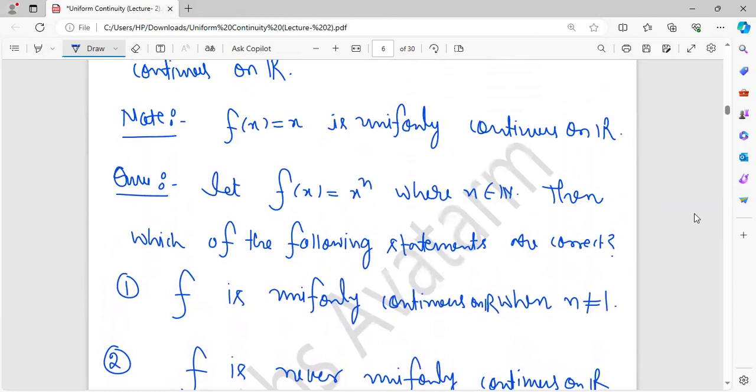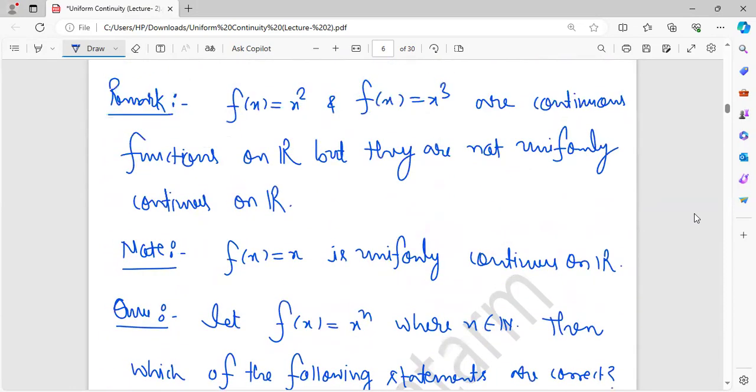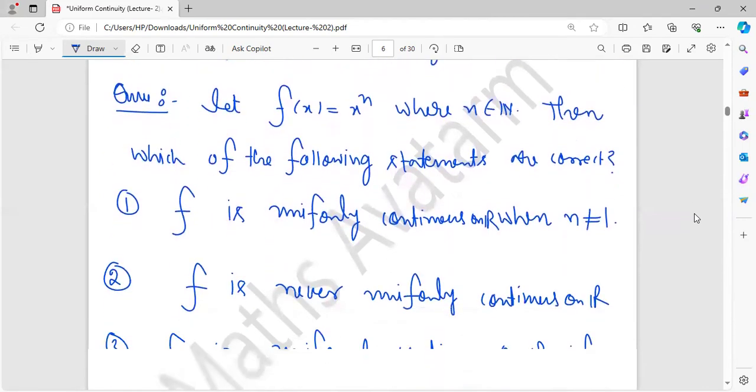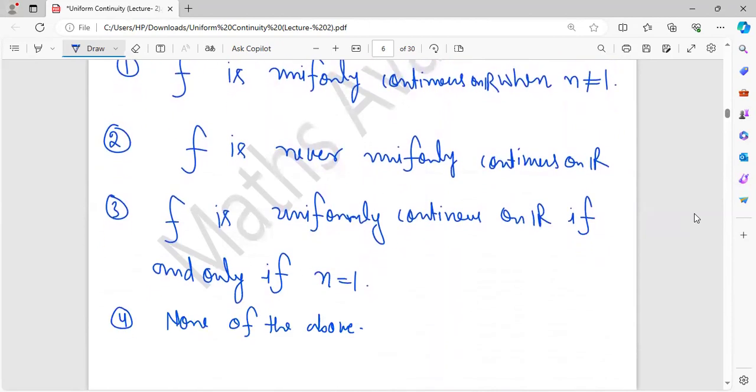We take n greater than 1. A similar technique can be applied, as we applied for f(x) equal to x square and f(x) equal to x cube, to show that they are not uniformly continuous on R. So the same techniques can be used, and it can be proved that when f(x) equal to x to the power n with n greater than 1, it is not uniformly continuous. Therefore f(x) equal to x to the power n is uniformly continuous if and only if n is equal to 1. So this option is correct, and all other three options are incorrect. So option 3 is correct.